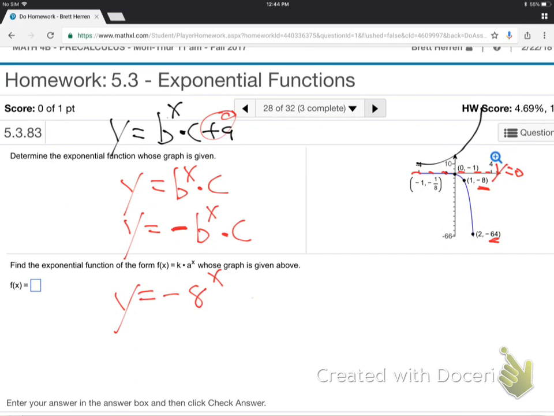Let's try that. See how I came to that conclusion? I knew I had to have a negative in the front. I knew the base was 8 because we're talking about 8 and 64. Let's try it out. Put in a 0. What do you get? Negative 8 to the 0.